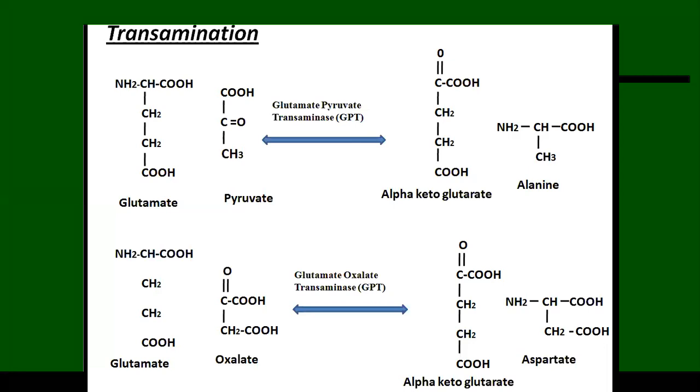If you have more than 40 micromole of SGOT, that means your liver is not good. So whether your liver is good or bad, by this SGPT or SGOT test we can know. Is it clear?